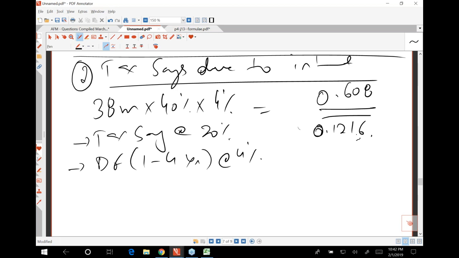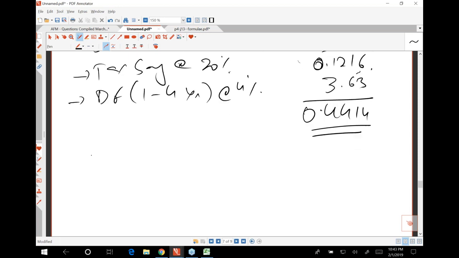Okay, can somebody please confirm what's the annuity factor of 4% for the 4 years? Okay, so it's going to be 0.1216 into 3.63. How much is it? Okay, so this is 0.4414.